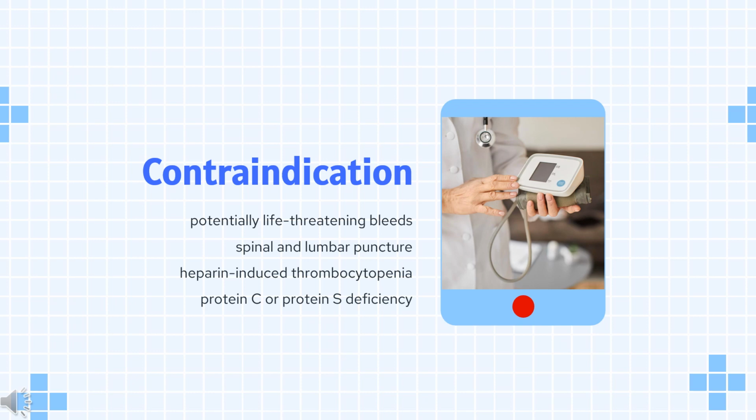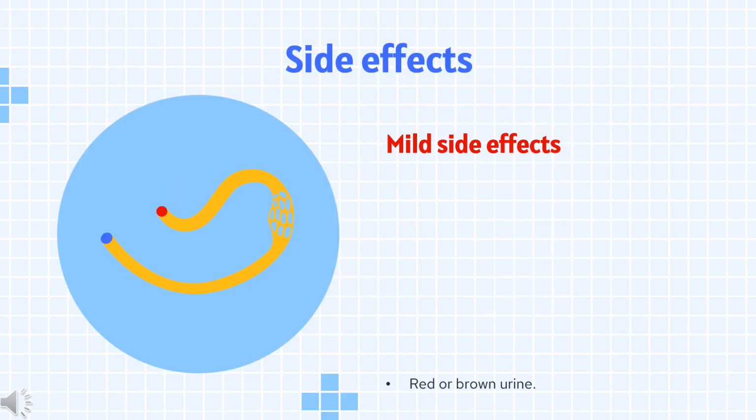Warfarin is usually best avoided in people with protein C or protein S deficiency, as these thrombophilic conditions increase the risk of skin necrosis, a rare but serious side effect associated with warfarin.